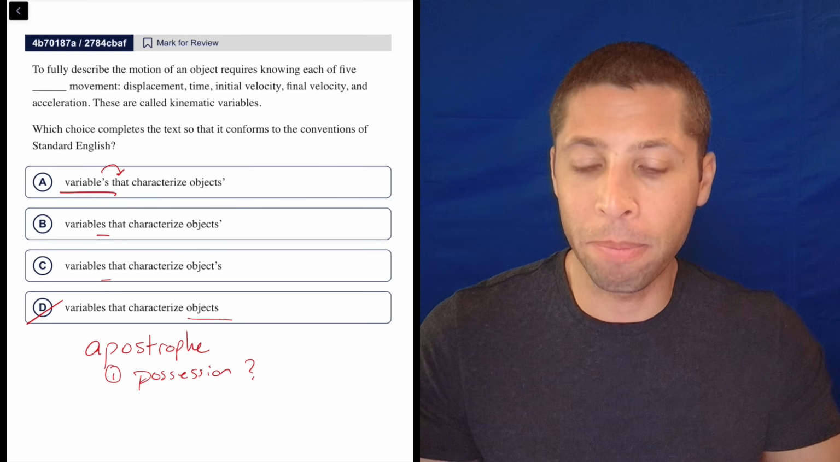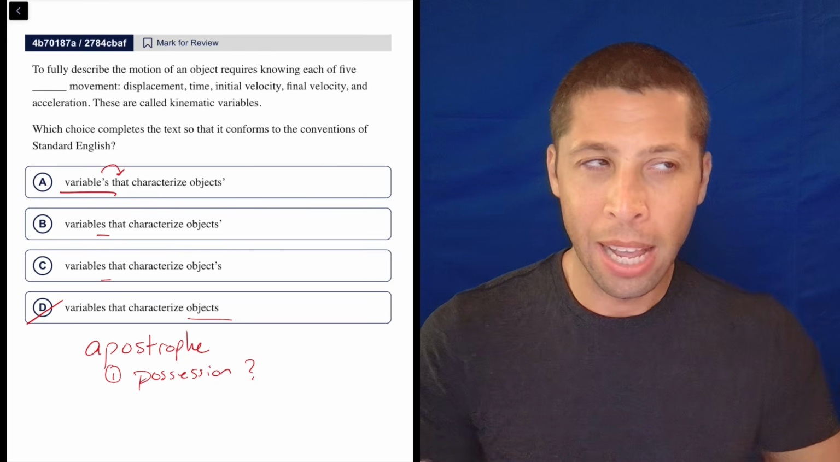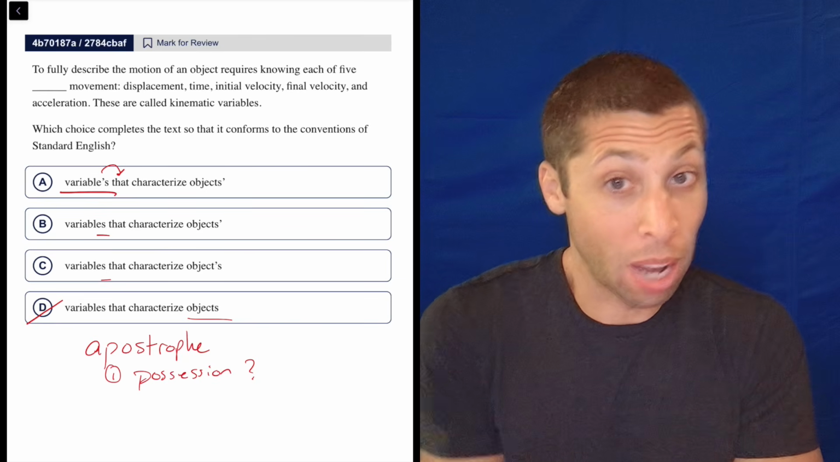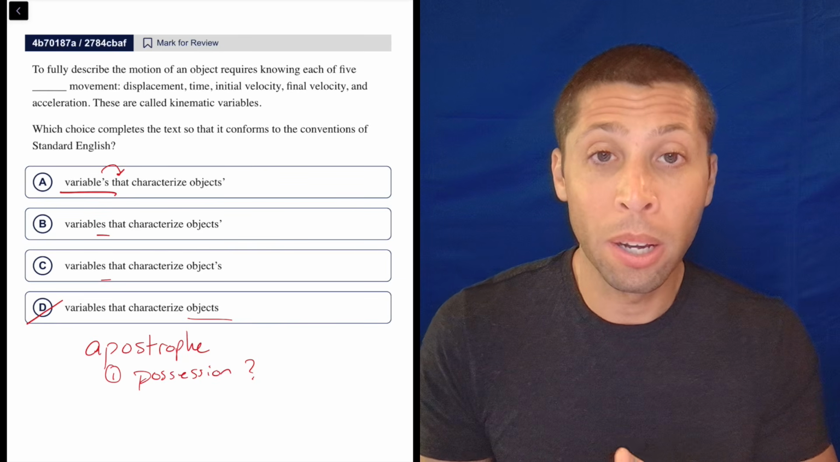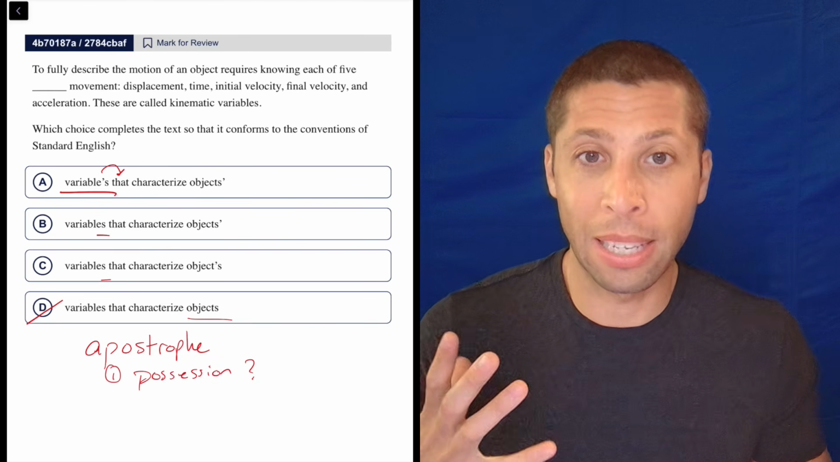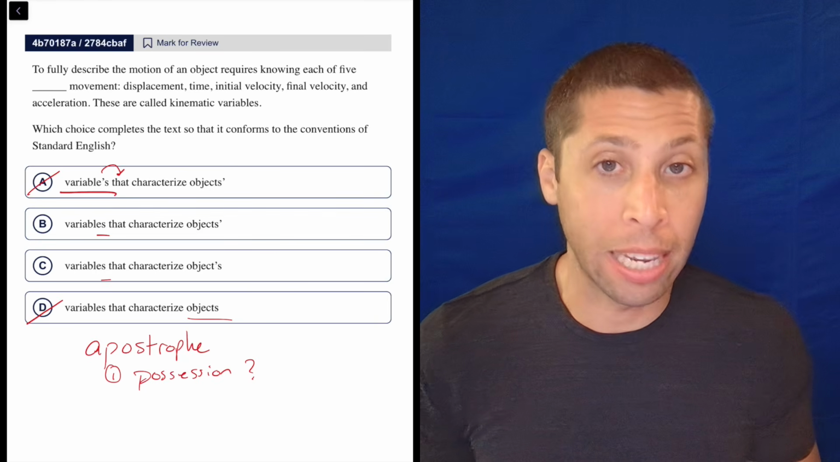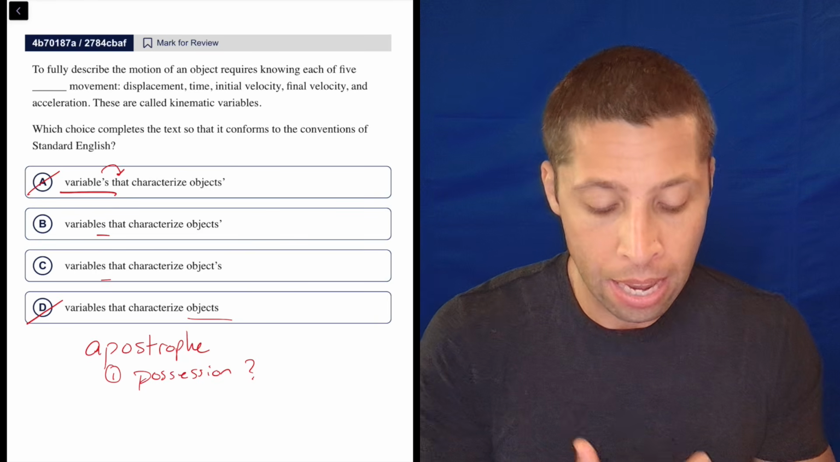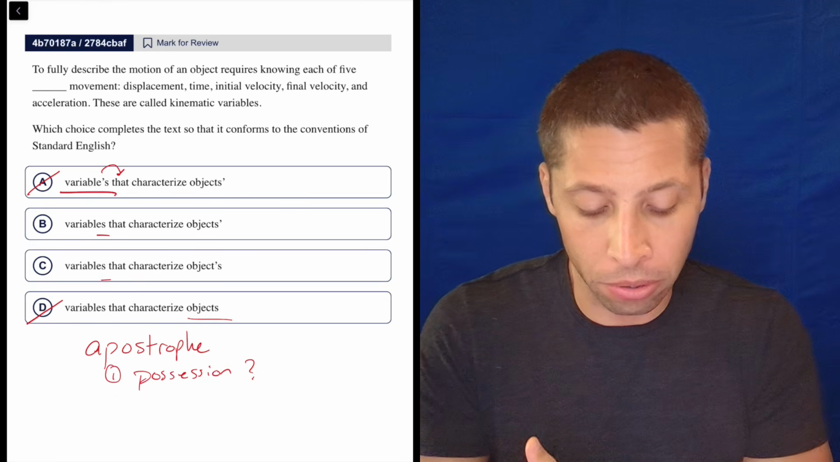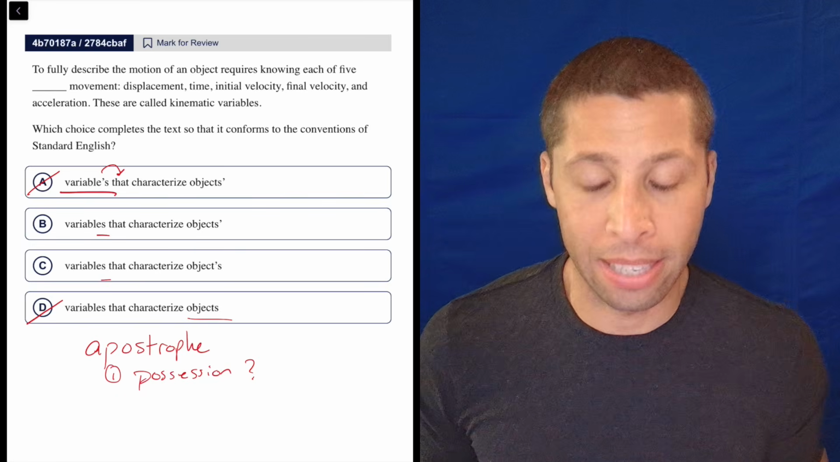And maybe that's just because I'm a native English speaker, that's obvious to me. I'm curious, if that's not obvious to you, please put it in the comments. But it's really obvious to me that this word variables does not need any apostrophes. It's not possessing anything. Nothing belongs to the variables. It doesn't make any sense.